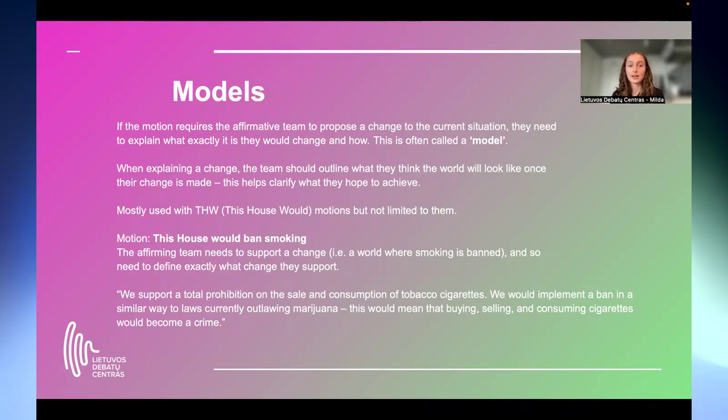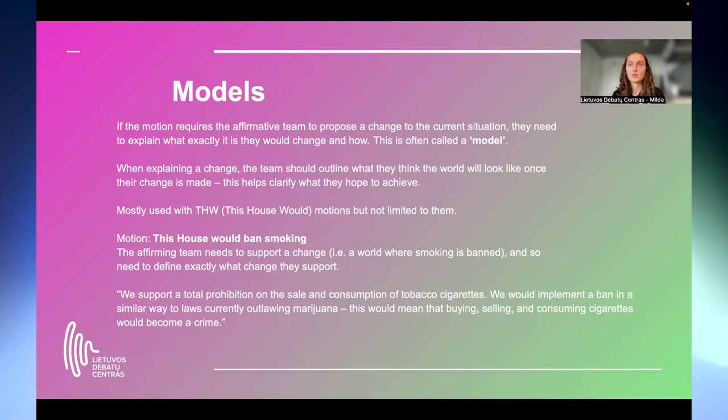Basically, the motion is kind of explaining what exactly is it that you would change as proposition and how. Just like if you're implementing a new law, you would probably have some guidelines as what it looks like. And there's an example on the slide as well. This House Would is usually the model motion phrasing that is commonly used. But once again, you can use models in other motions as well.